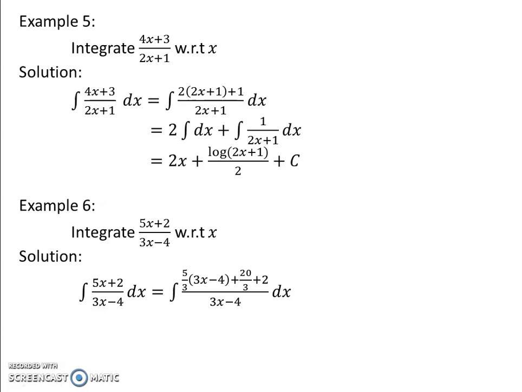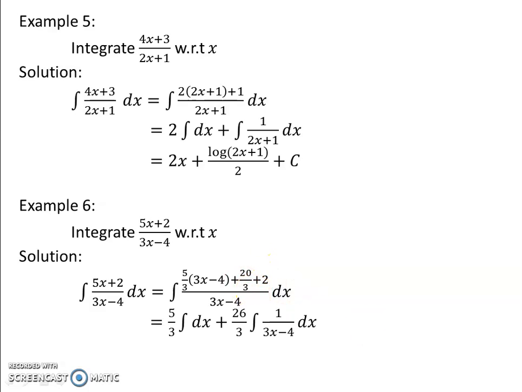So integration of 5x plus 2 upon 3x minus 4 dx is equal to 5 by 3 into 3x minus 4, because 5 by 3 into 3 will be 5x. So 5 by 3, I want 3x minus 4 here, so 3x minus 4. Now if you observe, this gives minus 20 by 3 as the extra term, so we will add plus 20 by 3, and this plus 2 as it is. So originally plus 2 is kept as it is. I want the first term as 5 by 3 into 3x minus 4 in place of 5x, so 5 by 3 into 3x minus 4 plus 20 by 3 plus 2. If you add these two, this is 26 by 3.